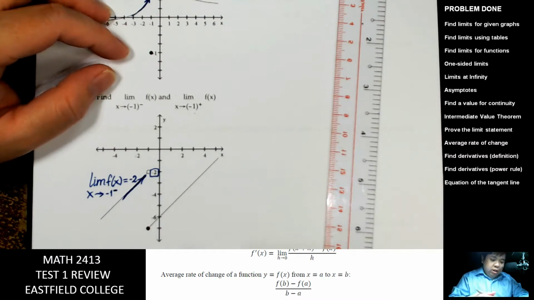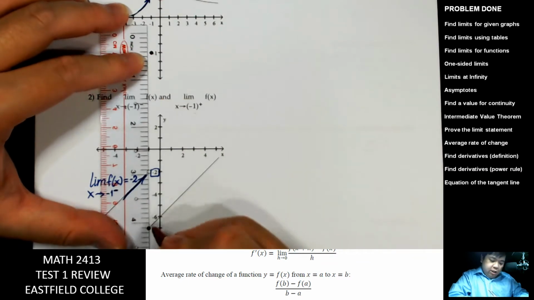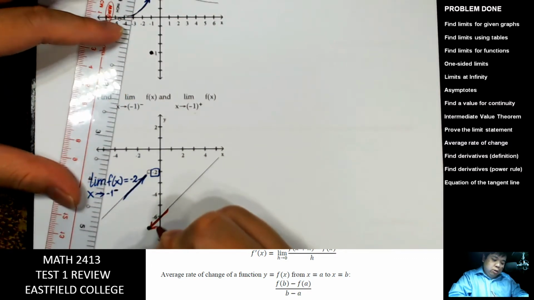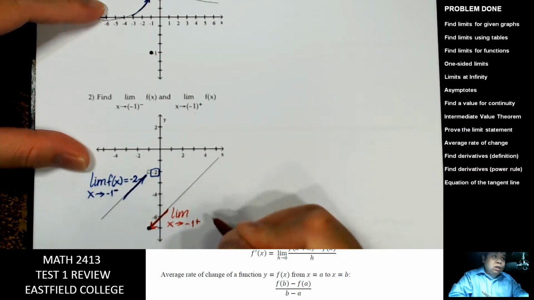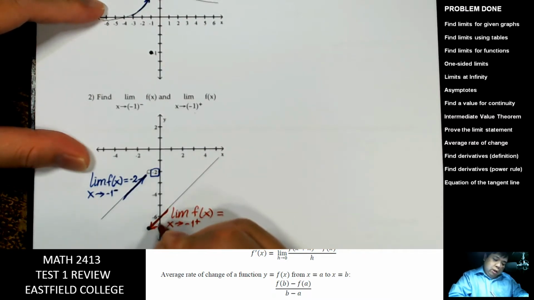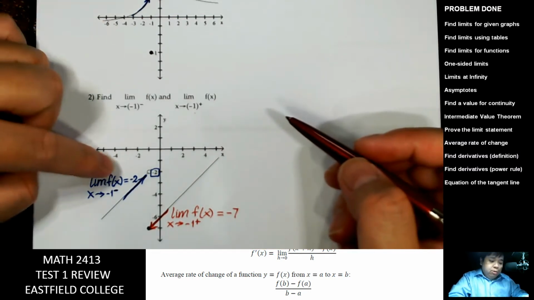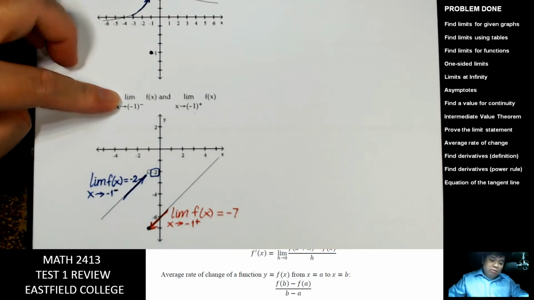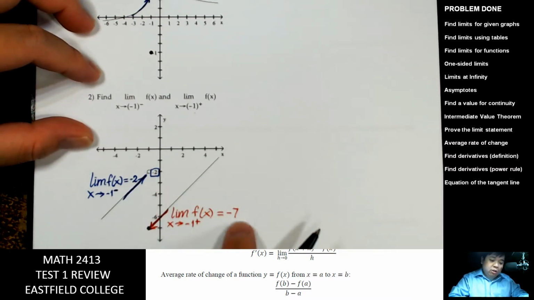And the limit from the right will be on this side of -1. It goes to this point. So we say the limit when x goes to -1 from the right equals, that will be -7. The y value is -7. Right. So the left side is -2, the right side is -7. Because of that, we say the limit does not exist, because the left and the right side.